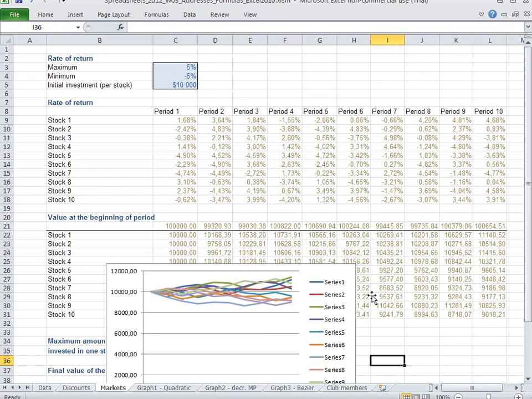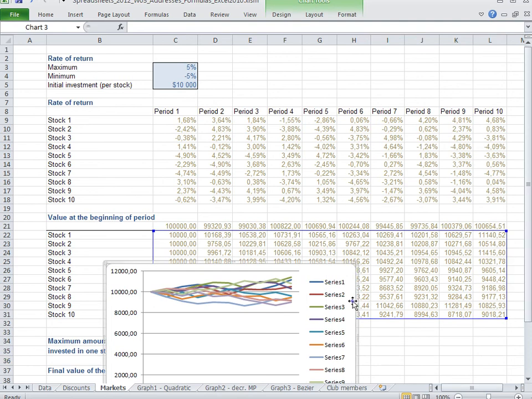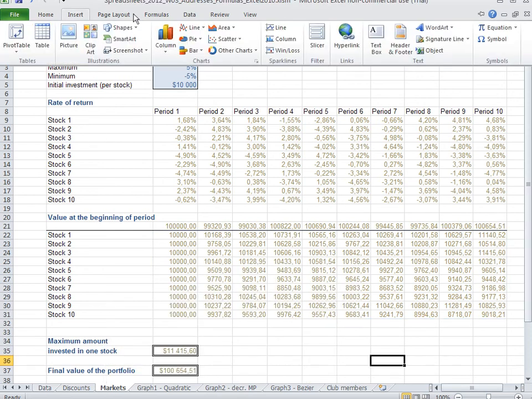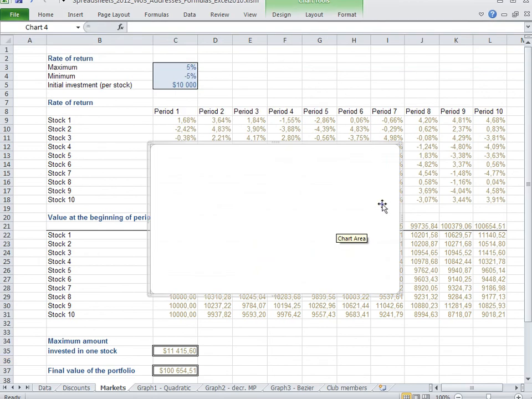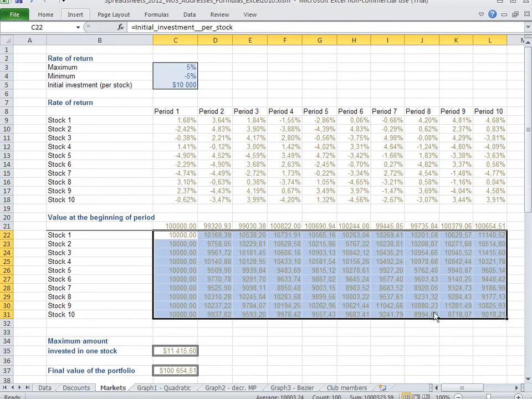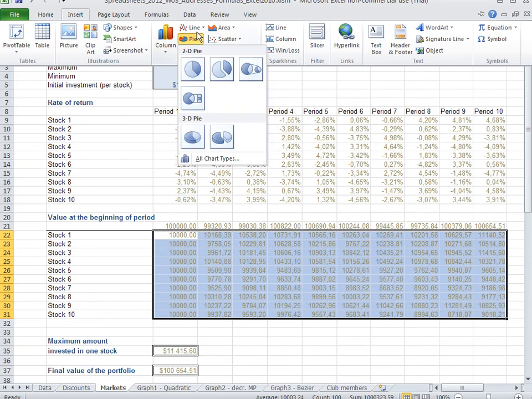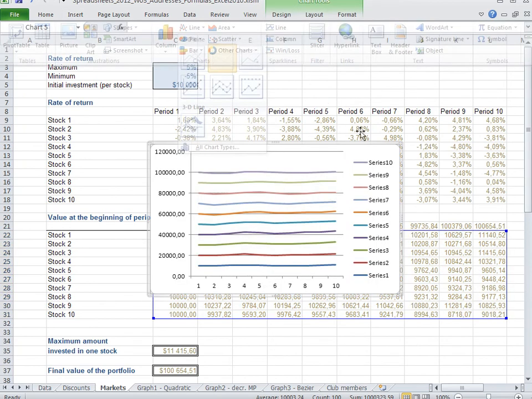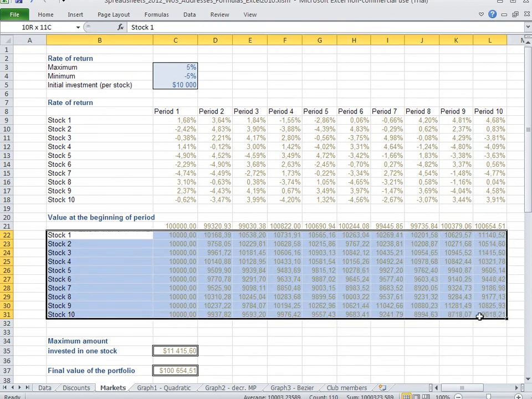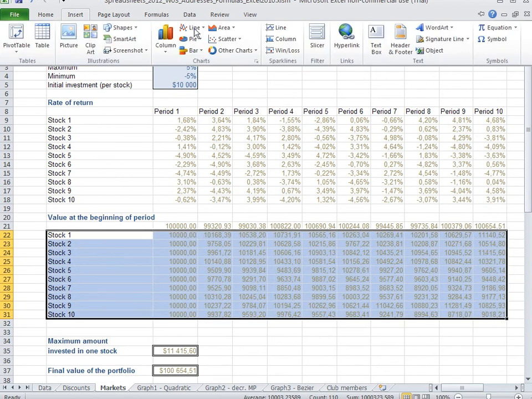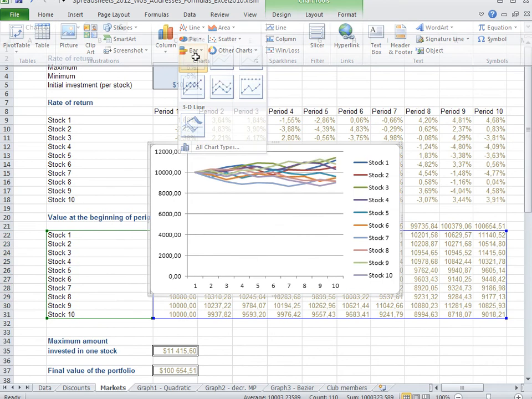Let's try some other types of graphs. Okay, now the line chart which didn't let the lines cross. An example of that would be here. So this doesn't do the trick. And of course, it would be better to select the words stock 1, 2 to 10 as well. Then we will get the names with the colors as well.